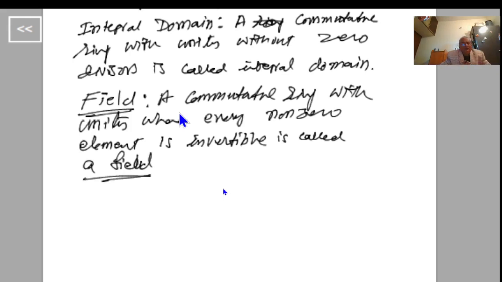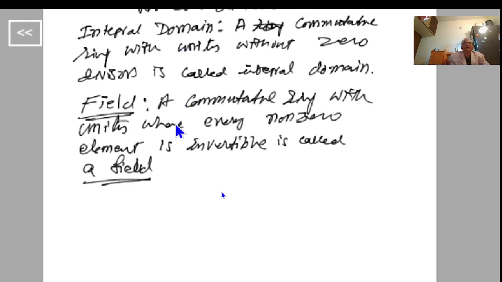So a field is nothing but a ring. It is a special type of the ring. What are the additional conditions, properties? One, it is a commutative ring. Second one, unity is there in the ring. And third one, every non-zero element is invertible. That is, A belongs to R, and if A is not equal to 0, then its inverse with respect to multiplication exists.